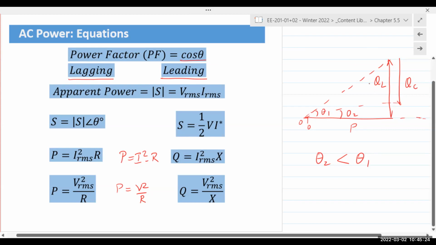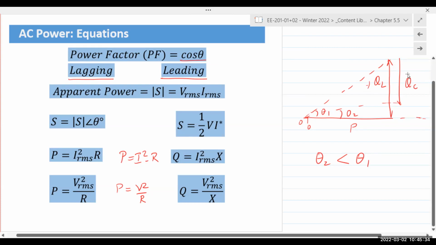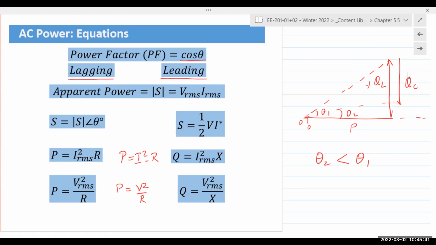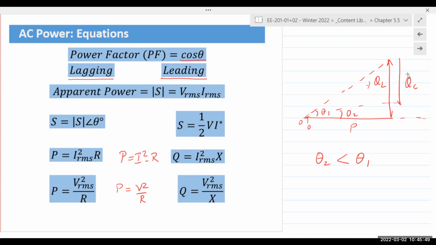QL is always going to be positive. QC is always going to be represented by negative. Even though power in real life is never positive or negative, in order to balance out mathematical expressions, we'll put QL as positive because the impedance angle and power angle for an inductor is positive. The angle for a capacitor would be negative. So QC would always be minus.